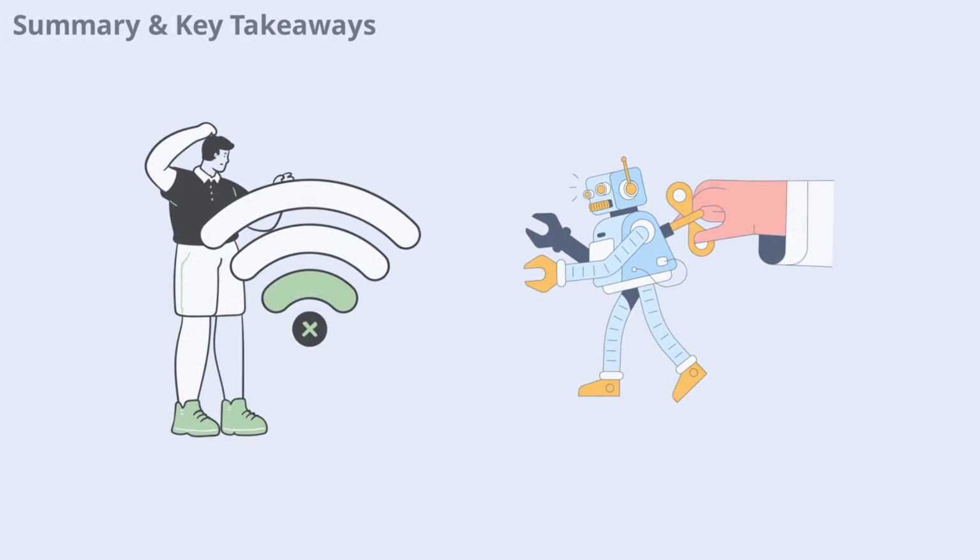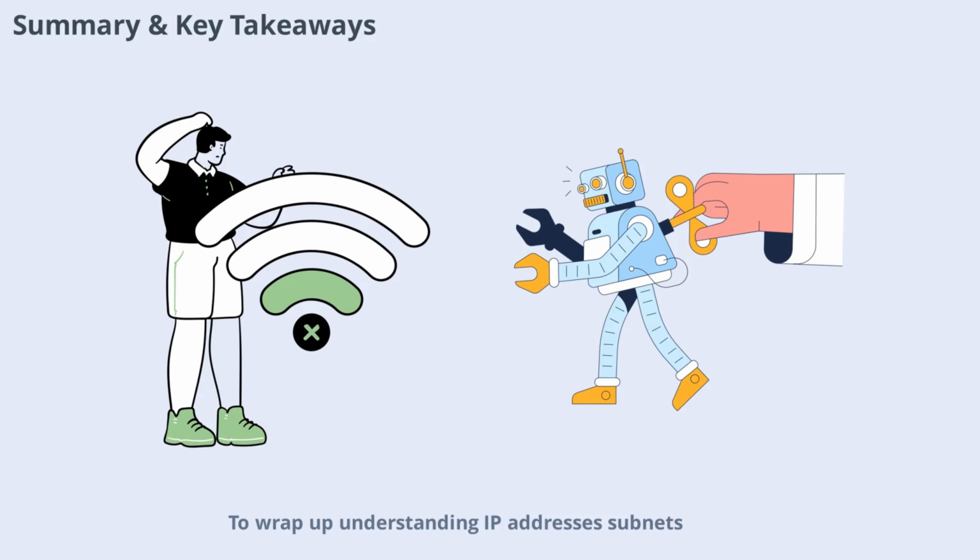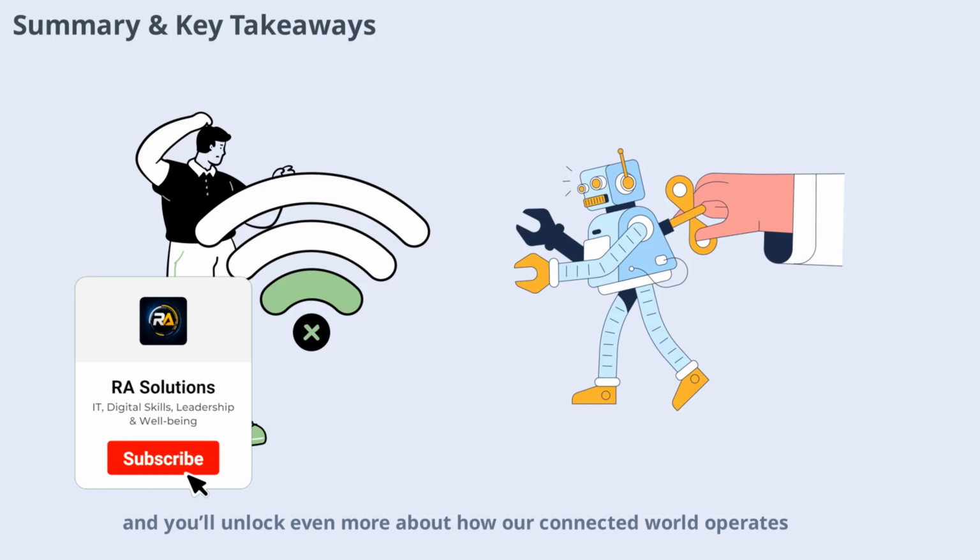Wrap up: understanding IP addresses, subnets, and DNS is essential for grasping how the internet works. These building blocks ensure that data finds its way from your device to any destination worldwide. With IP addresses acting as digital addresses, subnets organizing networks, and DNS translating names, the internet stays fast and reliable. Whether you're a beginner or just curious, these concepts are the foundation of everything online. Keep exploring, and you'll unlock even more about how our connected world operates.